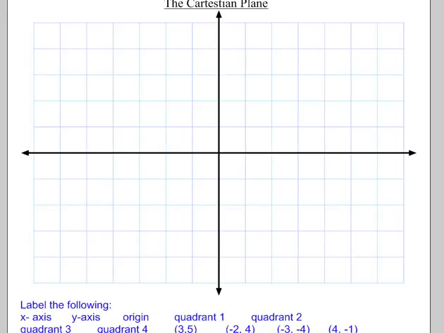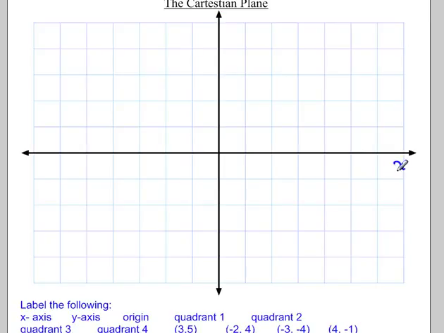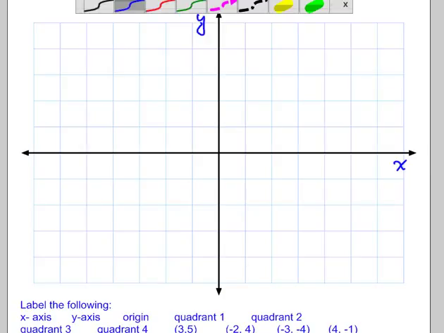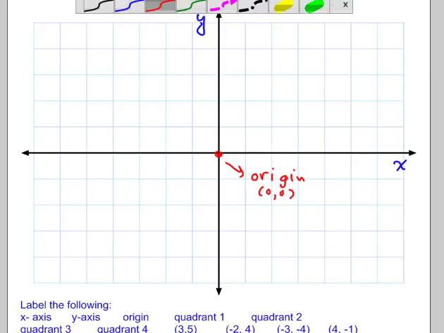So now let's actually look at a Cartesian plane. This is what a Cartesian plane looks like, and we're going to label a few of the things. The first things that we're going to label are the x and y axis. Normally when you label those, you put a little x on the right-hand side and a y at the top. Then we're going to put a dot at the origin. Remember, the origin is where the two lines meet. That is called the origin. The coordinates of the origin are 0, 0.